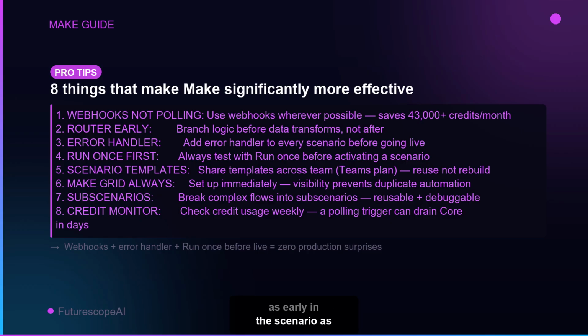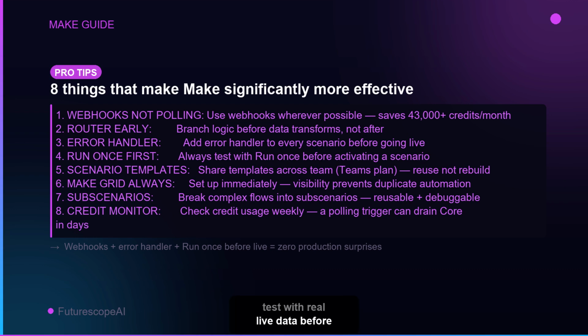2. Add your router as early in the scenario as possible. Branch the logic before you start transforming data. This prevents unnecessary processing on the wrong path. 3. Add an error handler module to every scenario before activating it. Without one, a failed module silently stops the scenario with no notification.